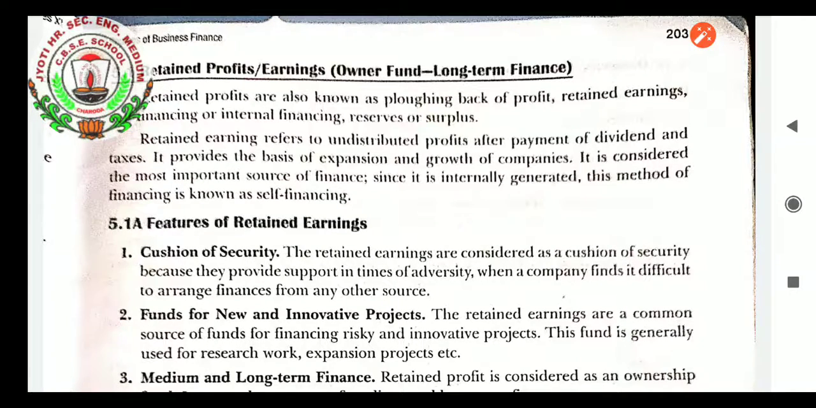Features of retained earnings: the various features of retained earnings are as follows. Very first, cushion of security. Definitely it is a cushion of security because that part of the surplus profit which the company is keeping has no risk of being returned to the shareholders or owners of the company. So retained earnings are considered a cushion of security because they provide support in time of adversity, when companies find it difficult to collect funds from any other source.